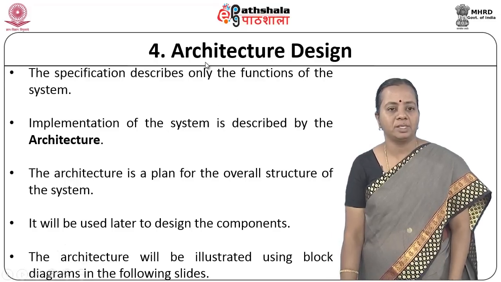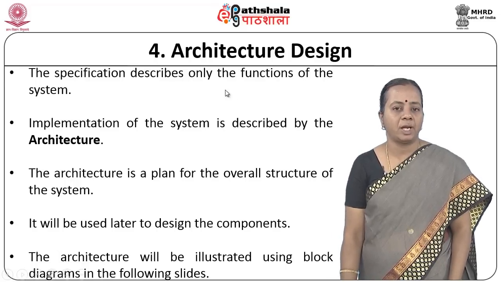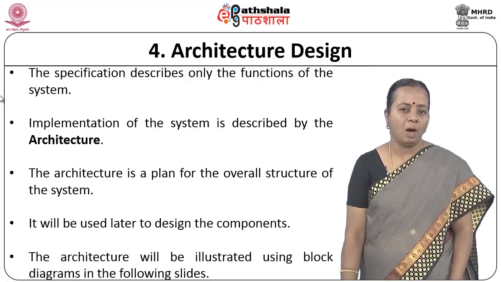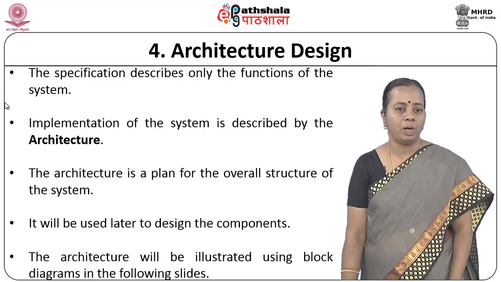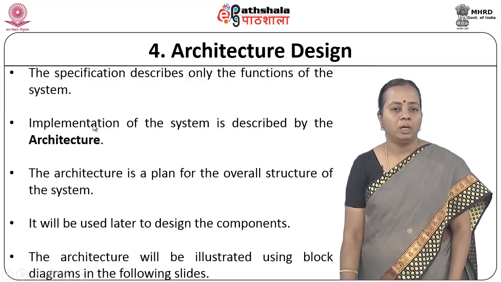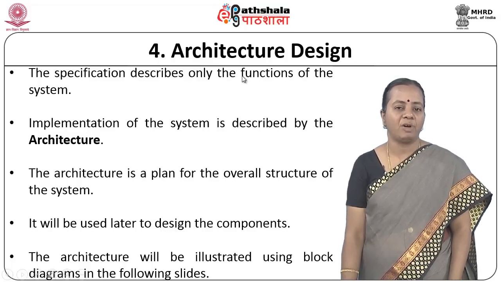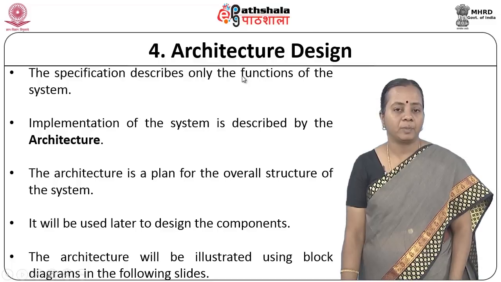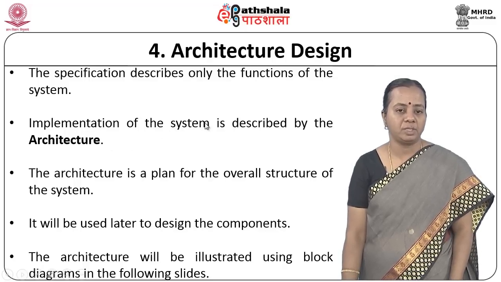So, when you are looking at the design, the specification describes only the functions of the system. The specification does not tell how it is done, but it says what the system will do, what the customer expects the system to perform. Now we need to find out how these functions will be done. That means how we get these functions done in the system is described by the architecture. That means the implementation of the system is described by the architecture.